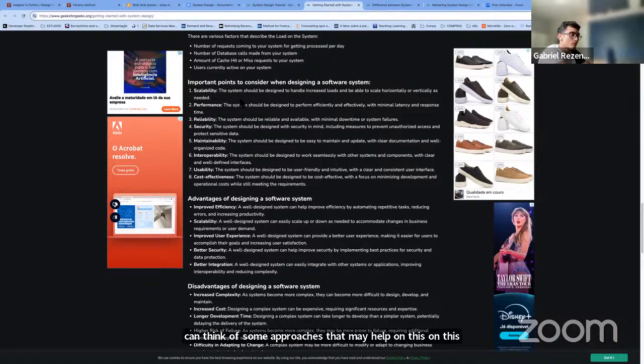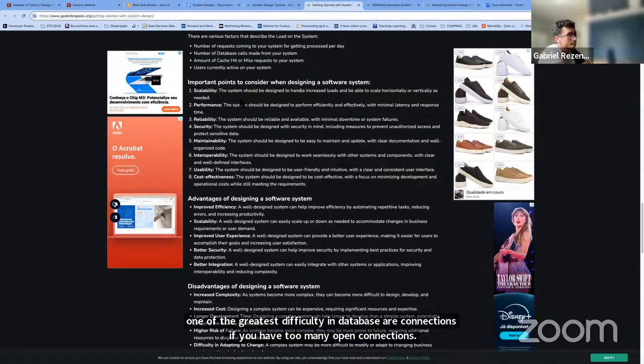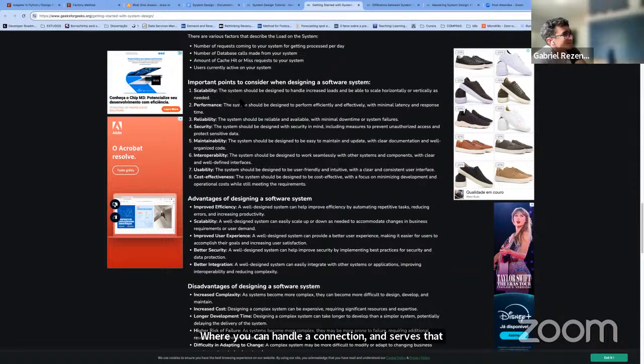Maybe you could use a proxy to handle a pool of connections. One of the greatest difficulties in databases is connections. If you have too many open connections, it cripples the database. So you may use some approaches that involve a proxy, where you can handle a connection pool and serve that connection to the application. That's one approach.